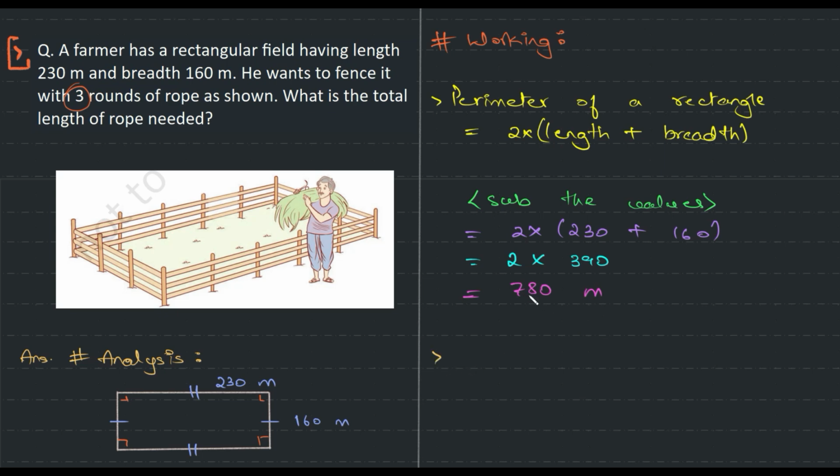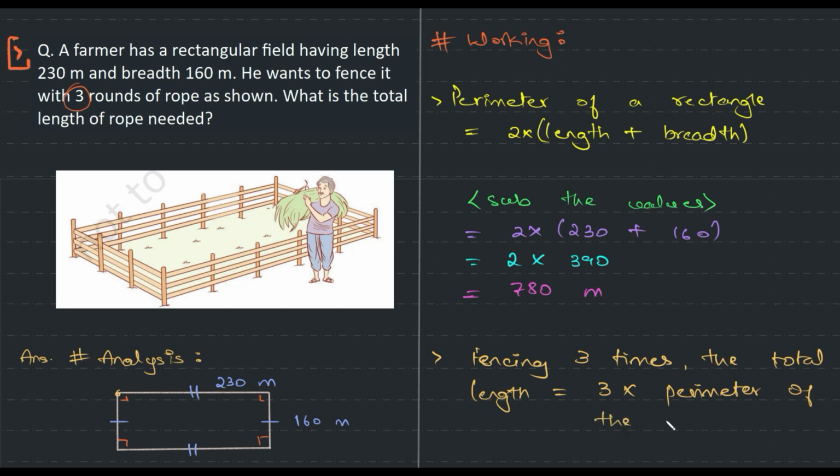So now, if I go 1 round, what is the length I'm covering? 780 meters. That's pretty decent. And that's a huge length actually. But I have to go 3 times. So, fencing 3 times, right? The total length is equal to 3 times the perimeter of the rectangle form.